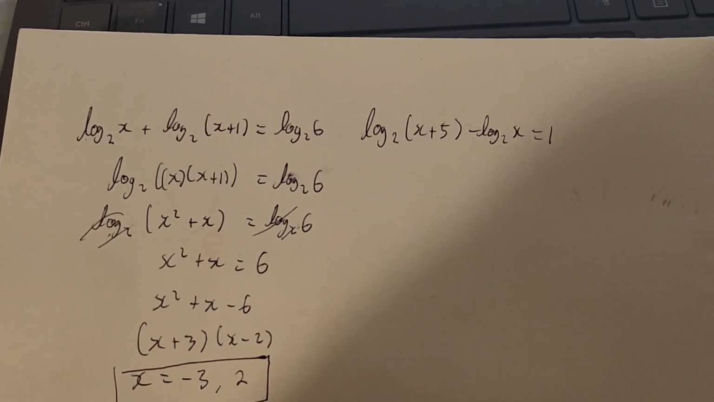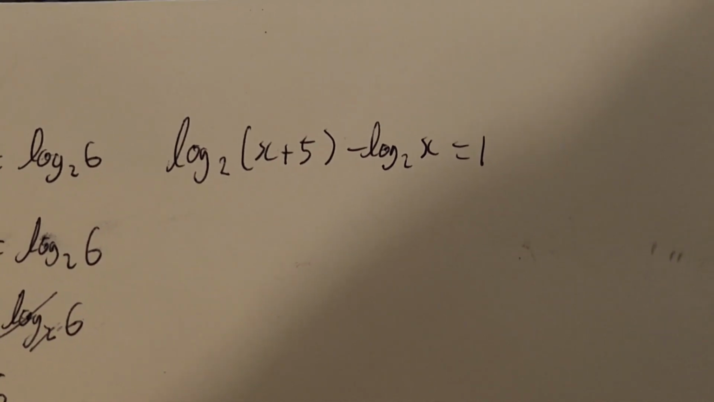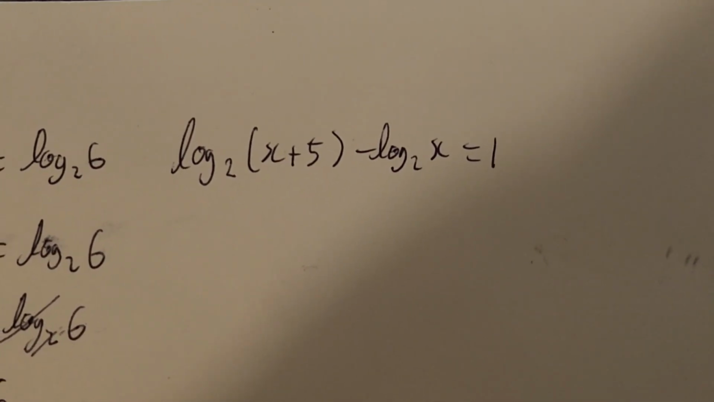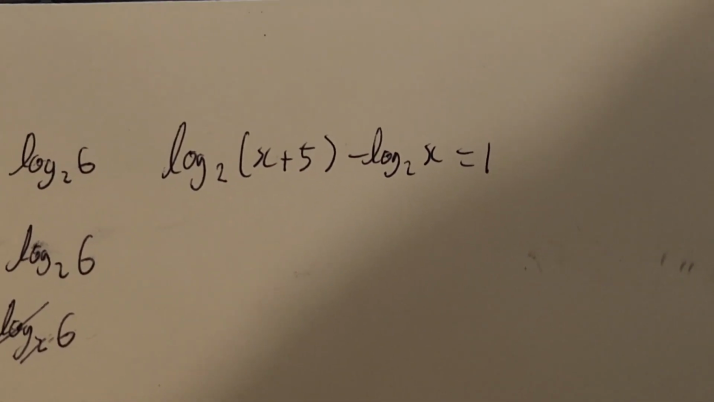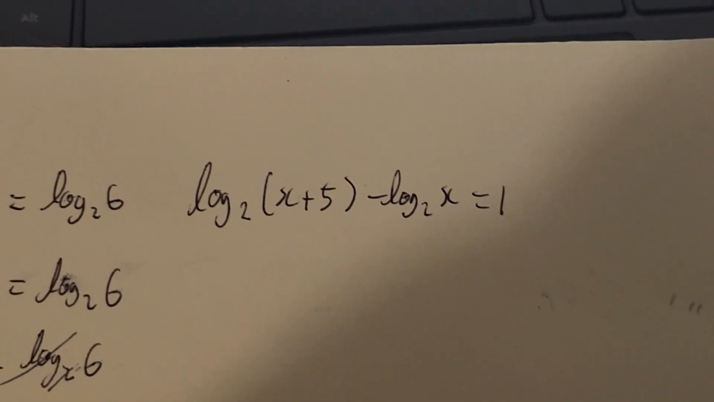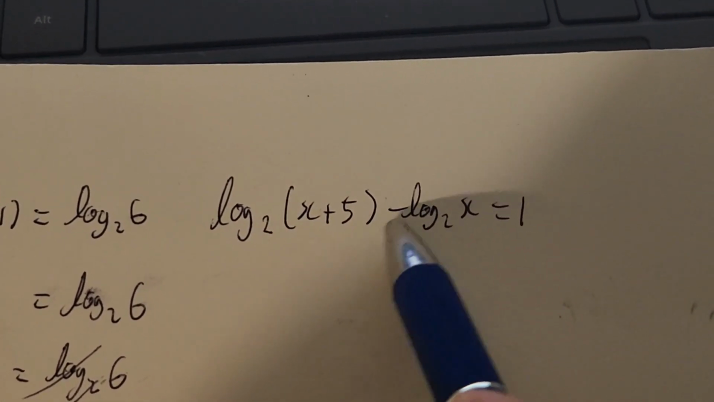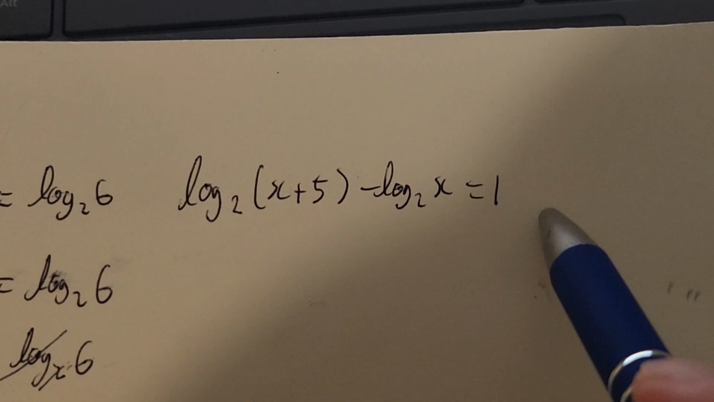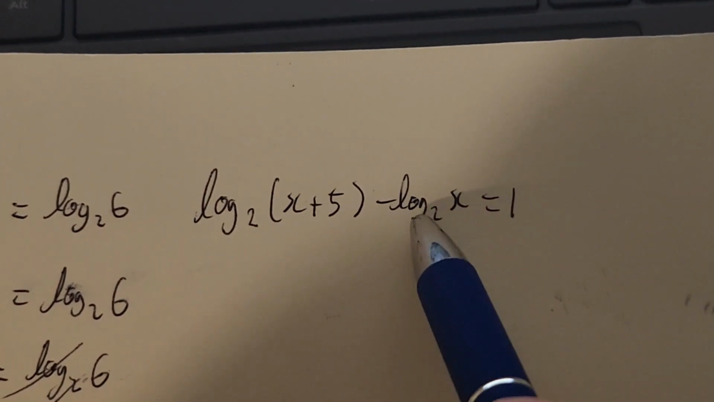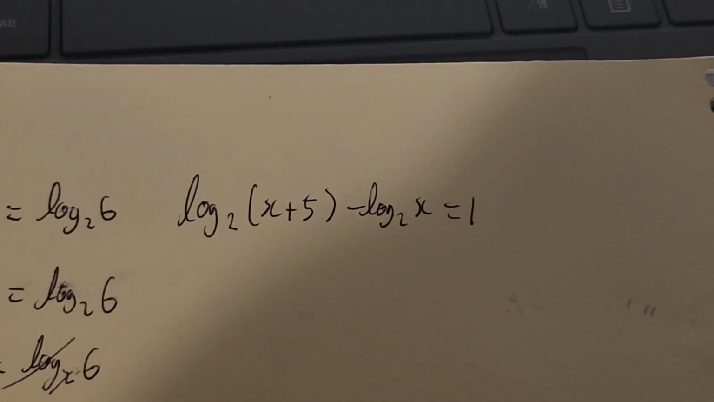So here's another algebraic equation. So we have log base 2 of x plus 5 minus log base 2 of x. So how can we solve this? Well, what do you notice first of all? Well, first of all, we notice that these two are on this side of the equation, and they both have log base 2, and on the right, we just have a 1, right? So what can we do?